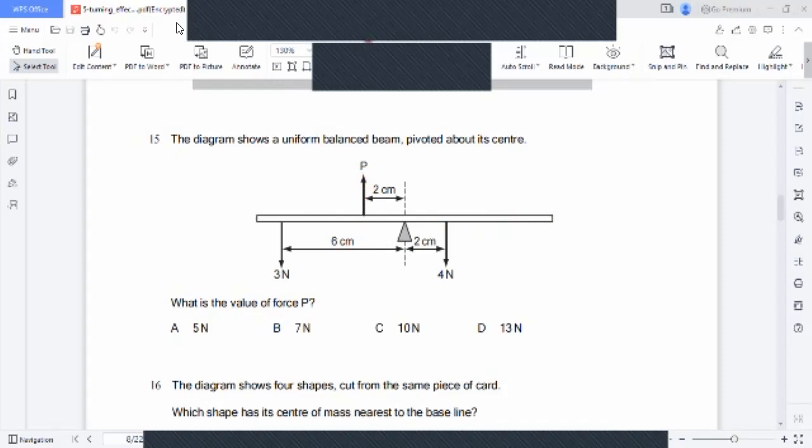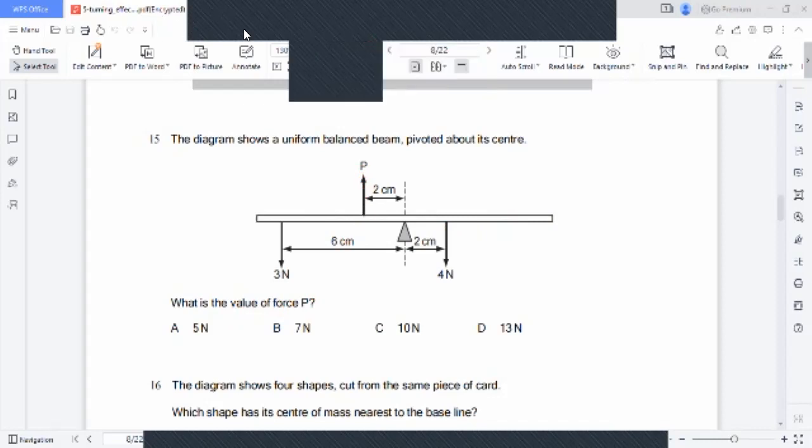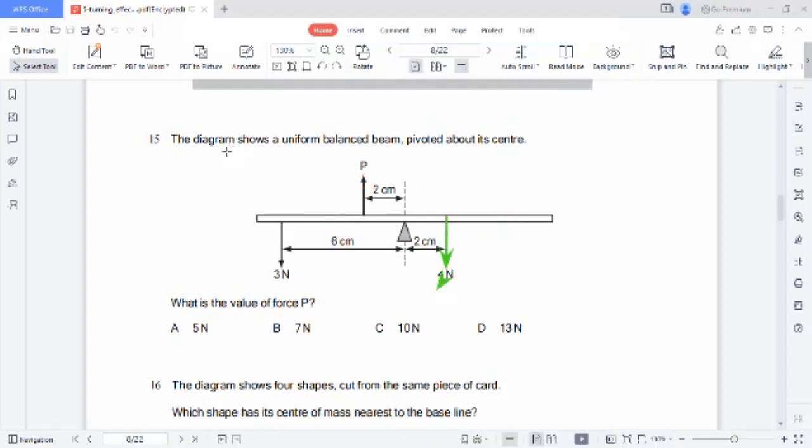So let's consider the moment generated by each force. This force is acting in a downward direction and is looking to create a clockwise moment in this balanced beam. And this force is in an upward direction and is going to create a clockwise moment in it. So there are two forces acting in such a way as to create a clockwise moment.